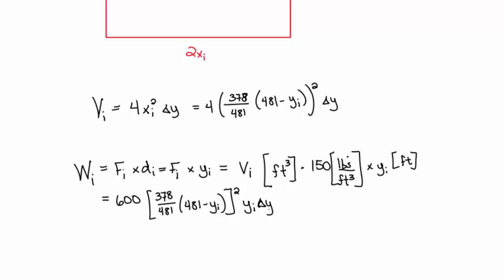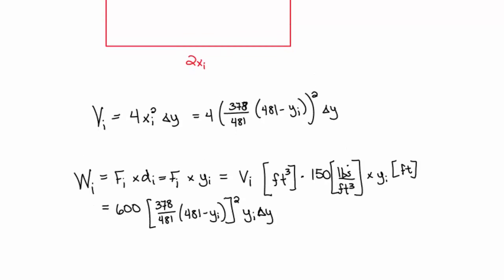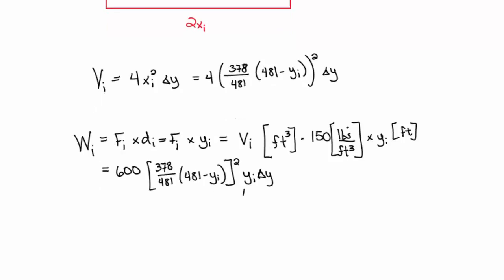Let's just double check. I'm just quickly looking through. Yes, so that's the work to lift the ith slice. And again, if you think about this, if you're near the top, let's say you have a slice at the 480th foot, then you lifted it 480 feet to get there, and it weighs 481 minus 480, or 1, times 378 over 481, or basically it weighs very little because it's the tippy top. So this should make sense to us now.